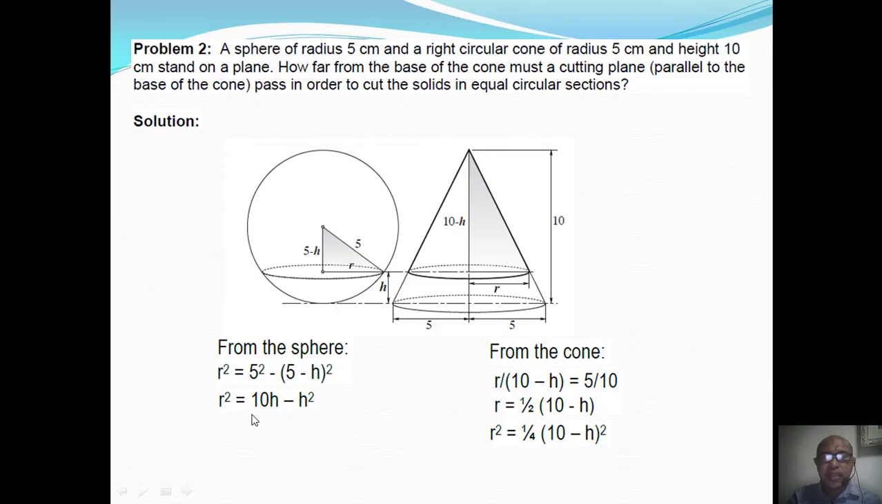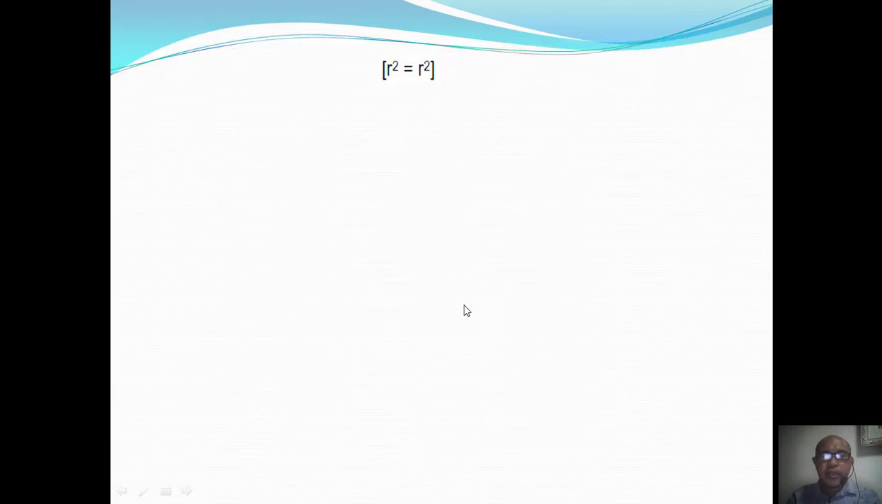Equating the two equations for r squared, we have 10h minus h squared from the equation of the sphere, equal to 1/4 times the quantity 10 minus h squared from the equation obtained from the cone. The only unknown in this equation is h, and h is equal to 2 centimeters. So that is about the sphere.